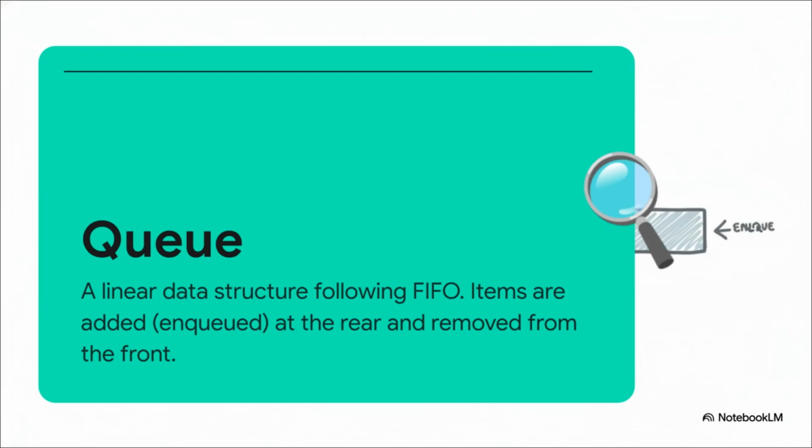So let's get into the details. Where the stack had just one active end, the top, a queue has two, a front and a rear. You add new items to the back of the line, that's called an enqueue, and when it's your turn, you're removed from the front of the line, that's a dequeue. This setup guarantees the rule of first in, first out, or FIFO.